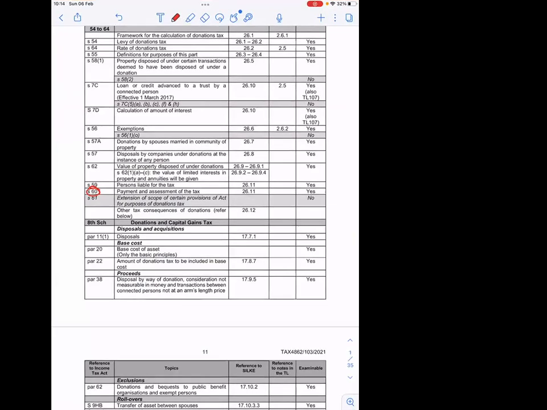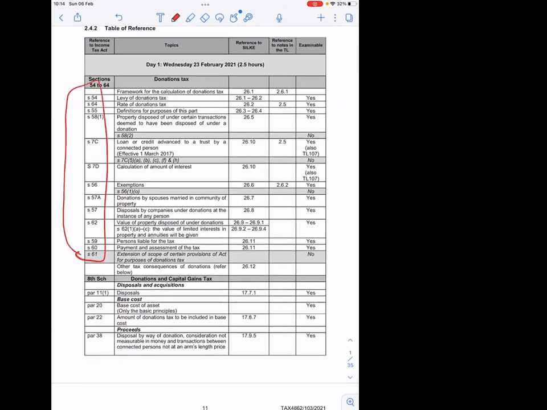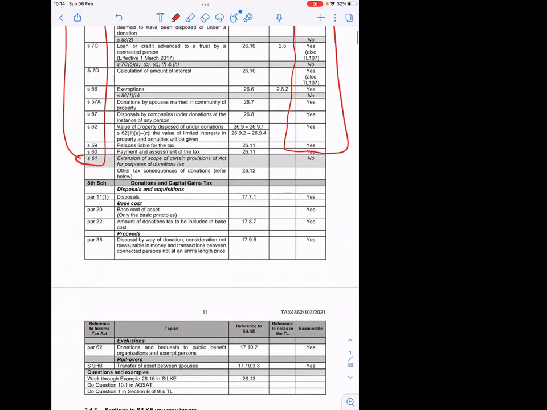Right. So that is the first part of our donations tax there. It's completed. And that's how you study. That knowledge of yours now, you need to apply practically. Then later, after we are done with this, we close it off by looking at the donations tax and capital gains tax.